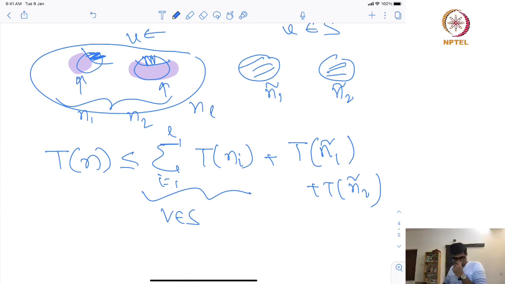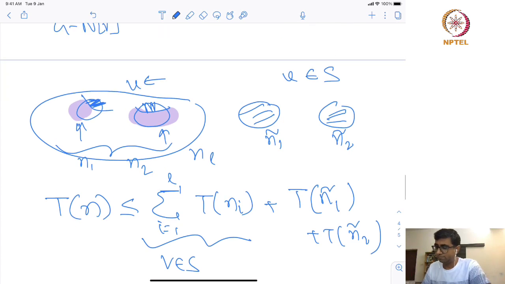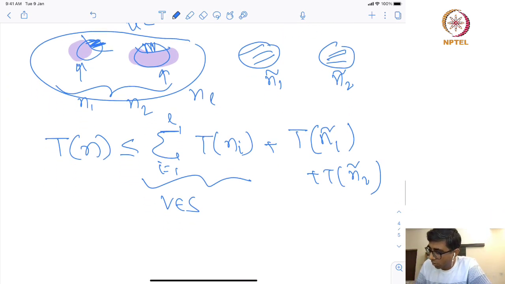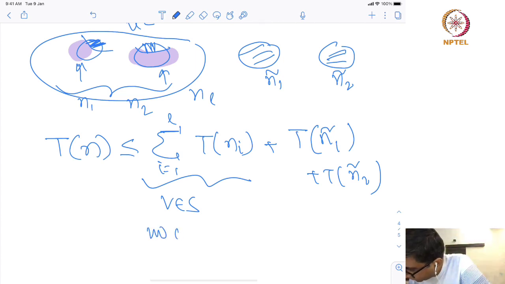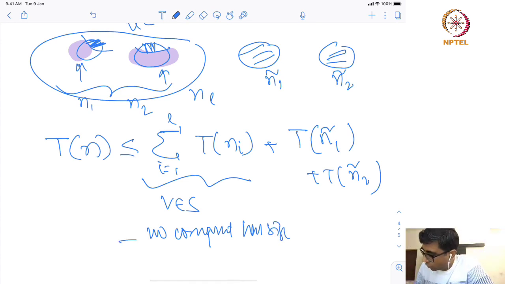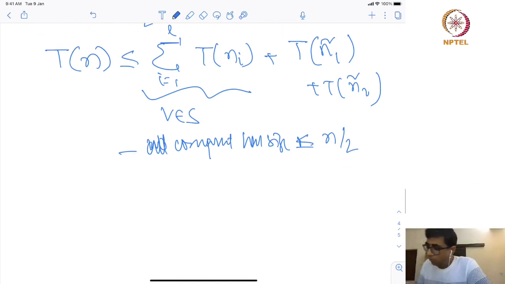And now, if we can ensure that in every recursion we are able to find a vertex V such that it has two components and no component has size more than n over 2, and for now let's just believe that, we also assume that all components have size less than n over 2. Now, what happens in this case?